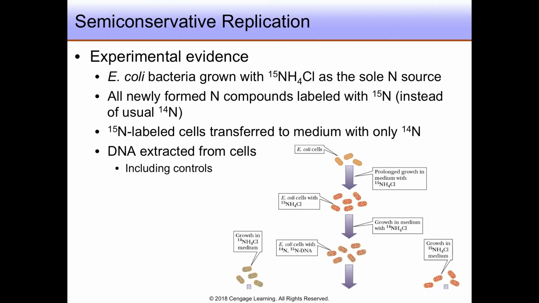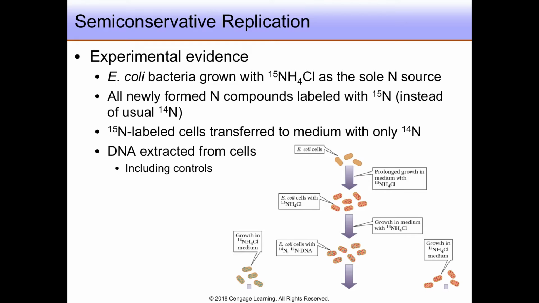Let's take a look at the experimental evidence that proves this mechanism. Cultures of the bacterium E. coli were grown in the presence of ammonium chloride carrying an N15 isotope. This means that any newly synthesized nitrogen-containing compound would carry the heavier N15 label rather than the lighter, naturally occurring N14 label. Allowing for growth and full incorporation of the N15 label, the cells are then transferred to a medium with N14 labeled ammonium chloride. The DNA is then extracted from cells for analysis.